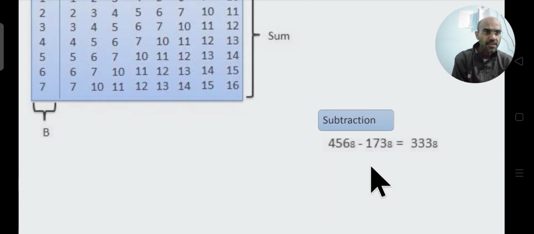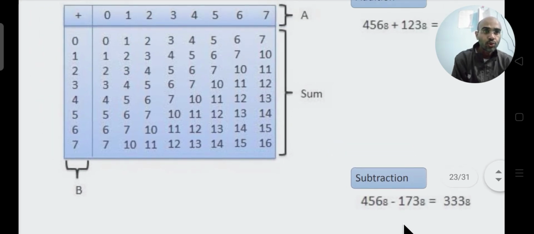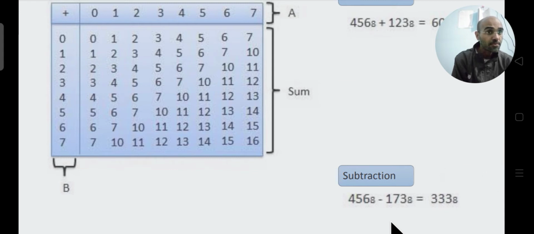Now, based on the same table, we can perform subtraction also. To perform the subtraction, you can do it by two methods, but I'll show you the simpler one. Let us say we have to subtract 173 from 456. Both the numbers are given in octal. We have to start subtracting from the LSB. So the LSB is 6. 6 is greater than 3, so it will be 6 minus 3. So the answer will be 3.